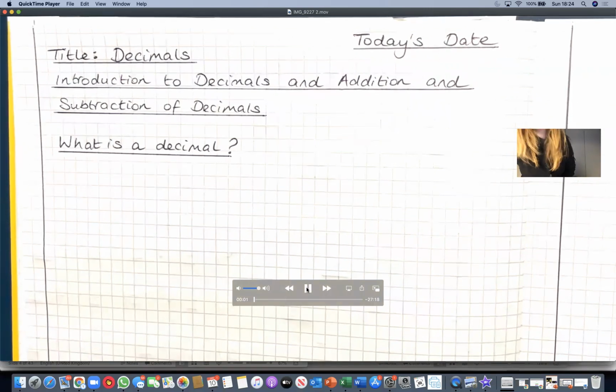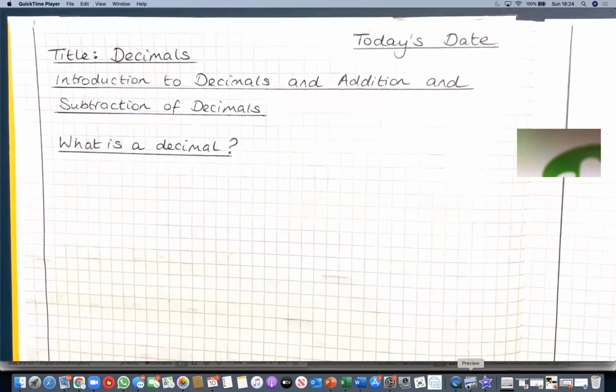Hi there. In today's lesson, we're going to be introducing decimals, and we're going to be looking at addition and subtraction of decimals. So let's just quickly start with what is a decimal. Let's get a definition down in our books to start with.